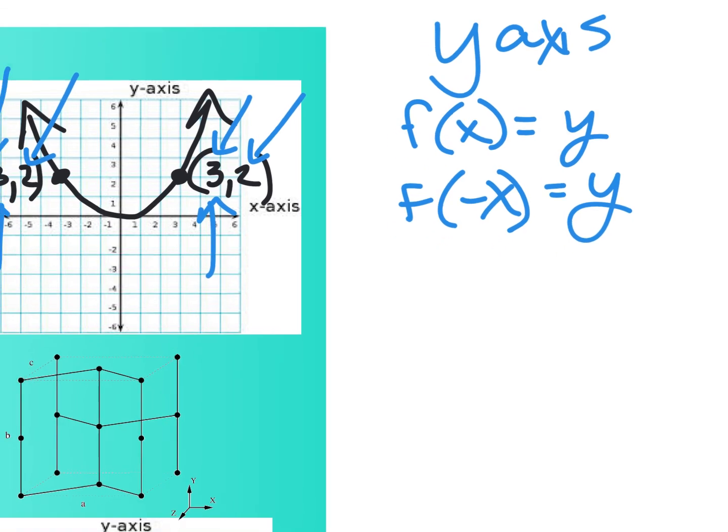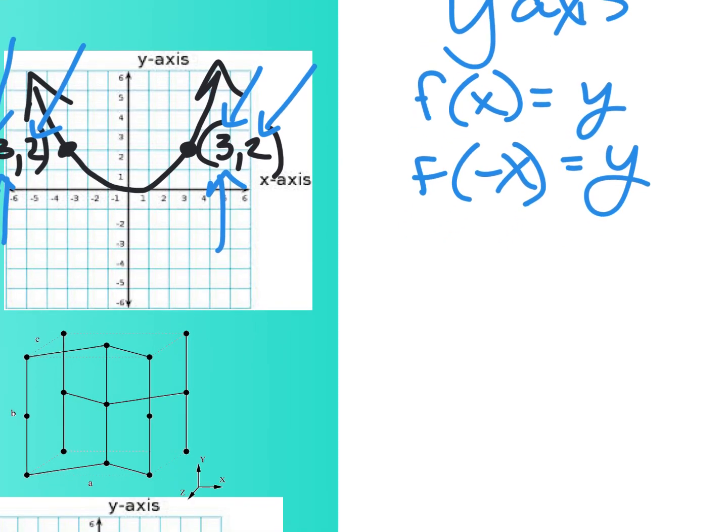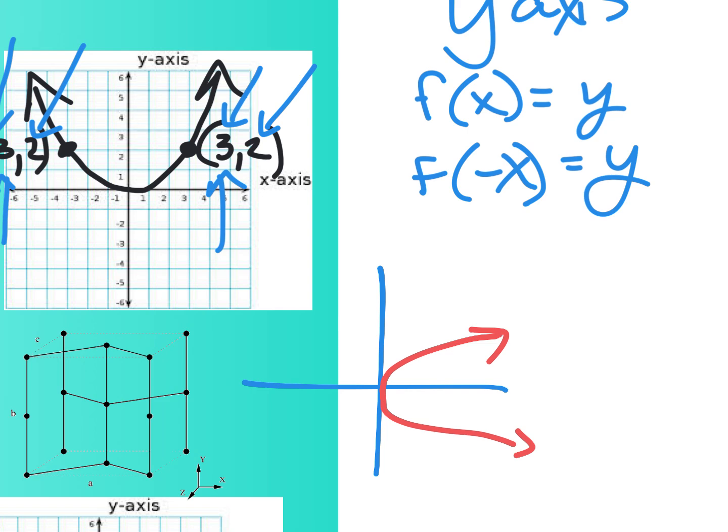Let's talk about one that has x-axis symmetry. Like here's one that has x-axis symmetry. Say I have 5 comma 3. What would have to be on it if it has x-axis symmetry? What comma what? 5 comma negative 3.